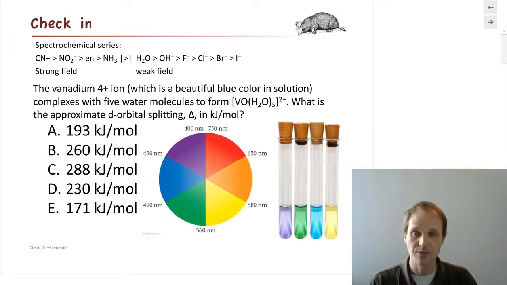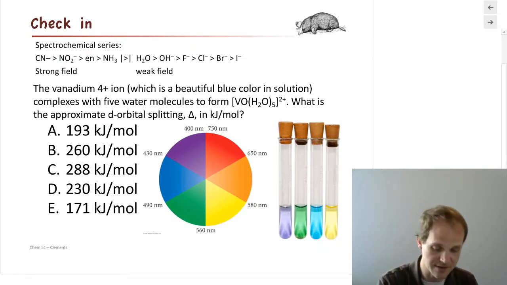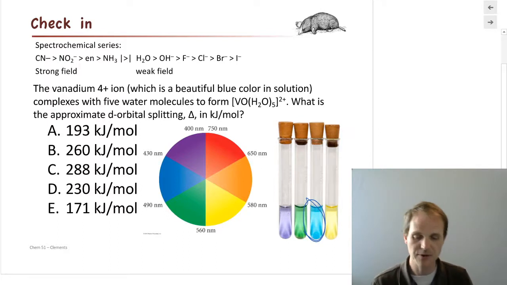All right, we've got the same thing, but now we've got a vanadium 4+ ion, a beautiful blue color in solution. We've got this guy here, which complexes with 5 water molecules to form this vanadium oxide water complex. What is the approximate d-orbital splitting delta in units of kilojoules per mole?